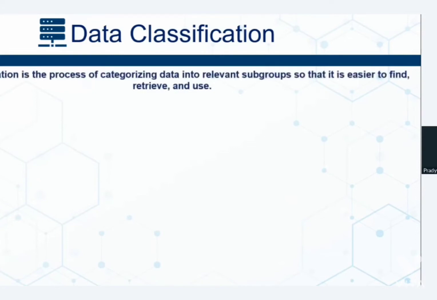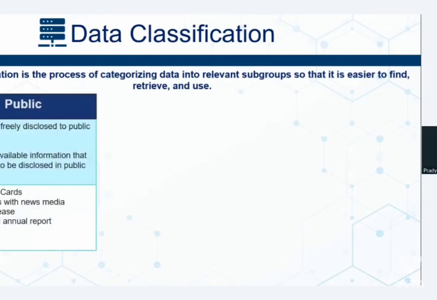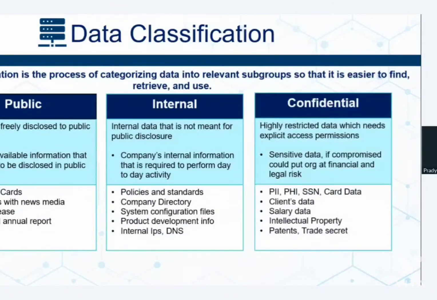So data classification plays a very major role, and data classification is nothing but a process of categorizing data into relevant subgroups. Why these subgroups? You will see it down below. Most companies, you might have seen three, some might have seen four categorizations, but these are the general categorizations of data classification mentioned here: public, internal, and confidential, right? Like I said, it is very important to classify all that data.